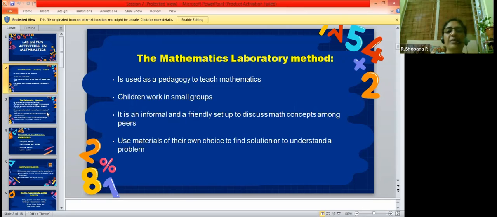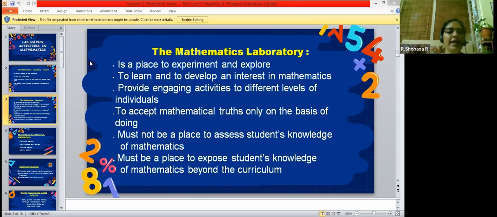So moving on to the next slide, mathematics laboratory. I think people who don't have a math lab also, you need not worry. You can make a group of children around a table in your own class and give them materials to perform the activity and convert your own classroom into a math lab.